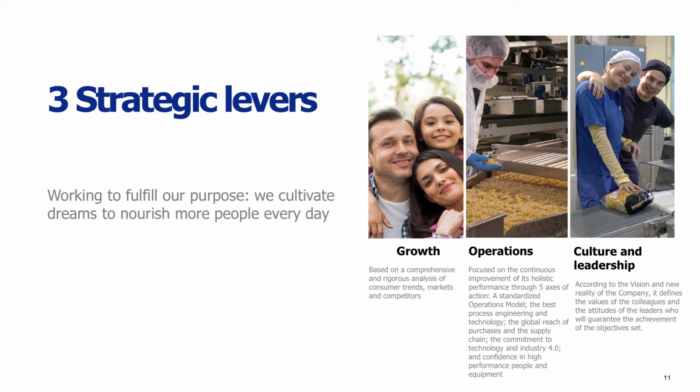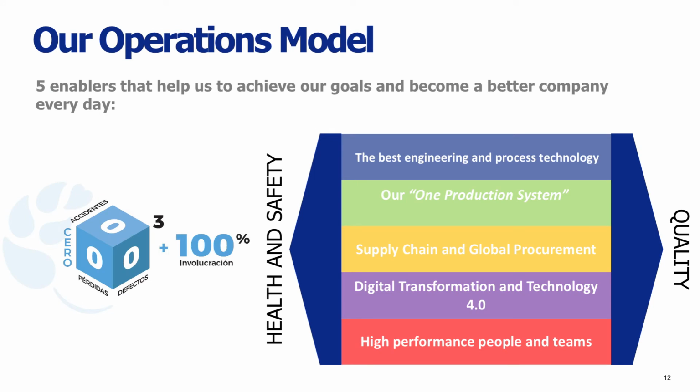One is the growth of the company based on the knowledge of our customers. The other side is the culture and the leadership, empowering the people. And in the middle are the operations of the company, the factories. The factories have 5 pillars, and one of them is Industry 4.0, technology. How can technology help the factories to produce better, to produce safer, and to produce more efficiently?